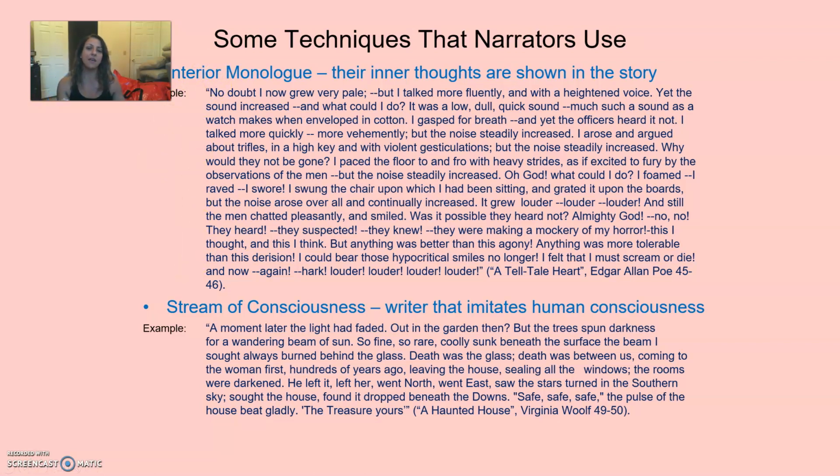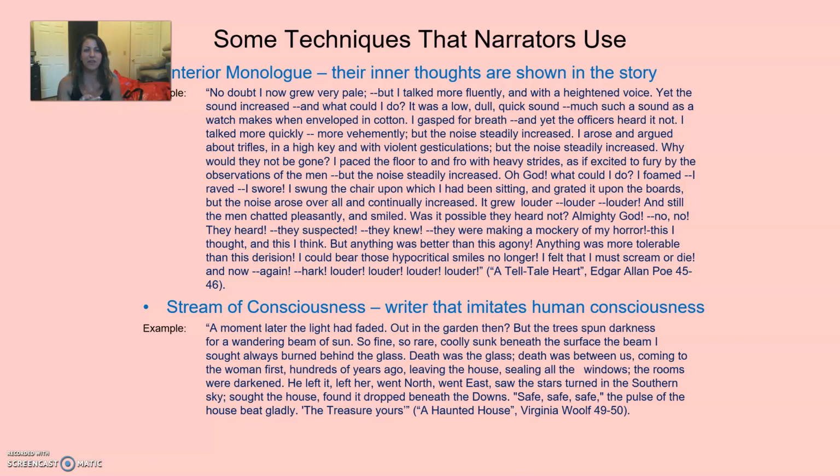So what I did is I gave you guys 2 examples from 2 different stories. One using an interior monologue, which is the inner thoughts of the narrator shown in the story. And number 2 using stream of consciousness, which is a little bit more complicated. So what that means is that the writer is imitating human consciousness.